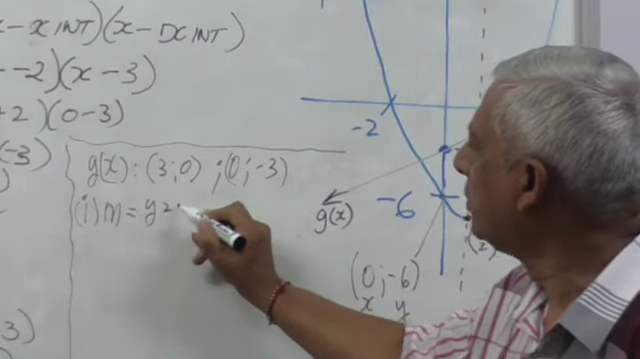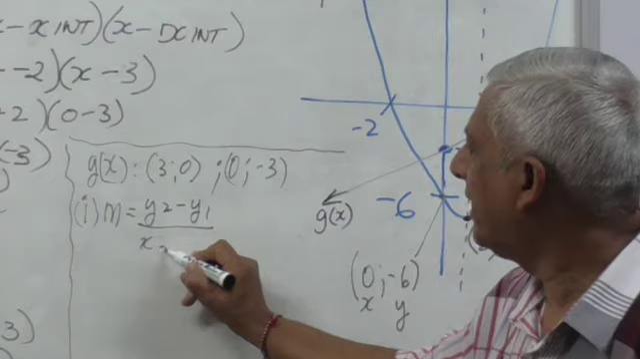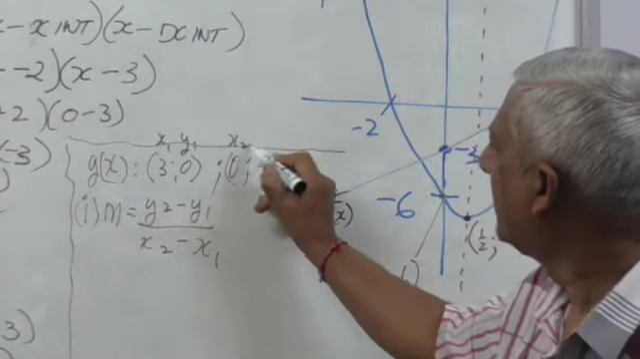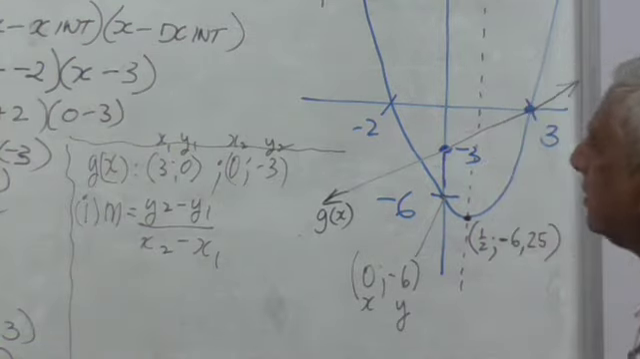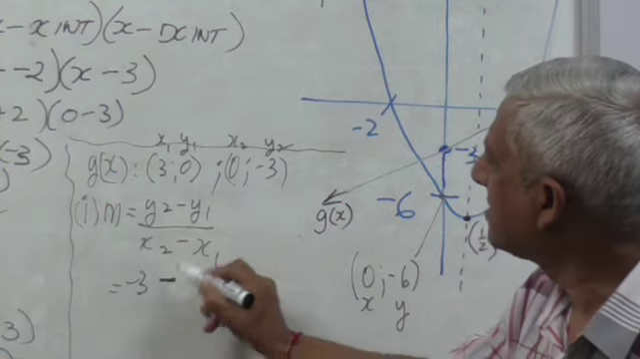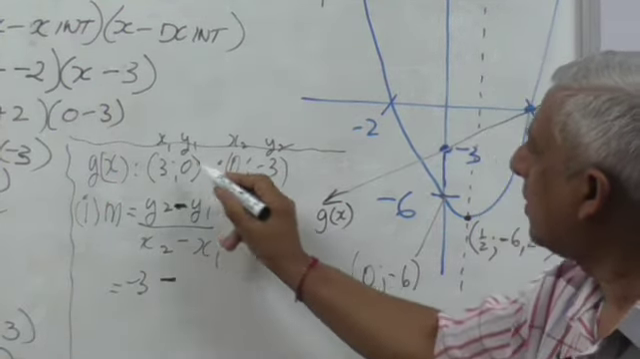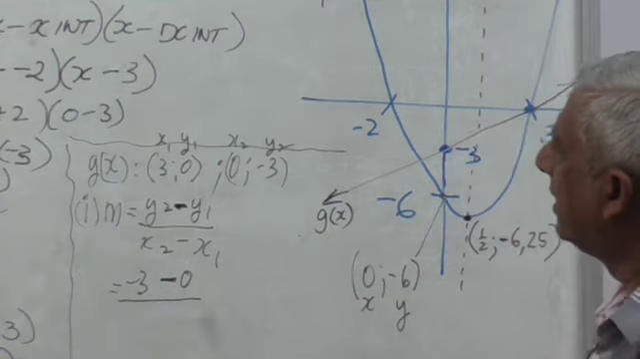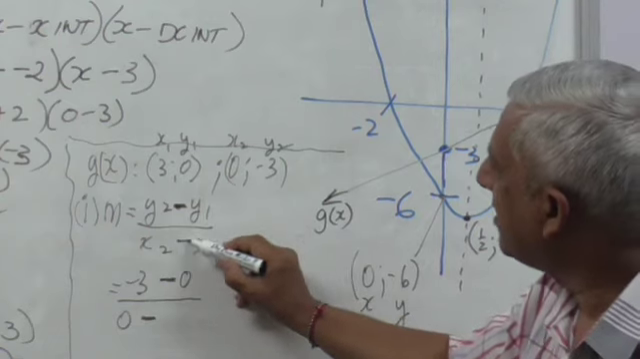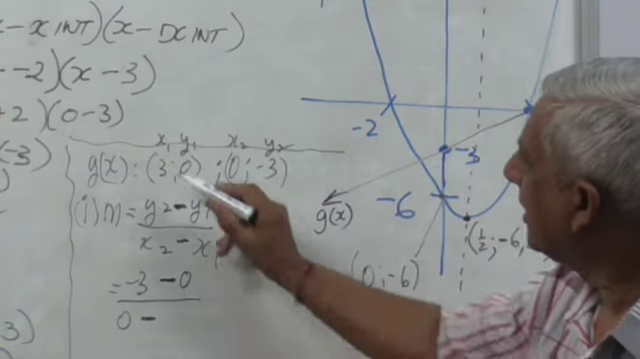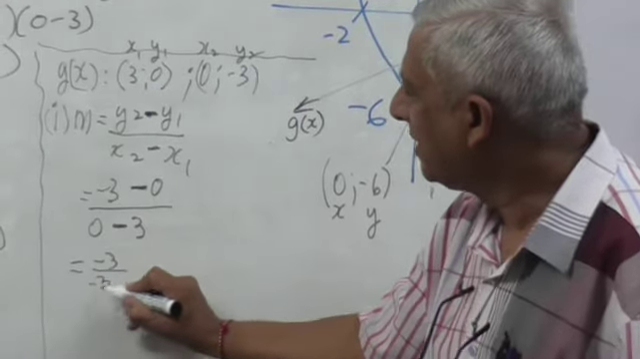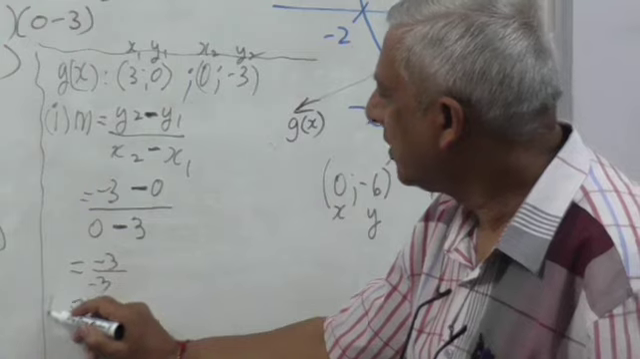m is equal to y2 minus y1 over x2 minus x1. Now you can call that x1, y1, x2, y2. So it's y2, which is minus 3, minus, this minus is coming from the formula, y1, which is 0, all over x2, which is 0, minus, this minus is coming from the formula, x1, which is 3. So you end up with minus 3 over minus 3, which is equal to 1. So m is equal to 1.